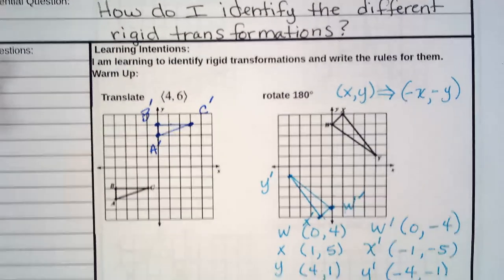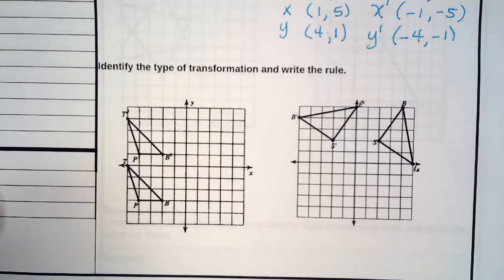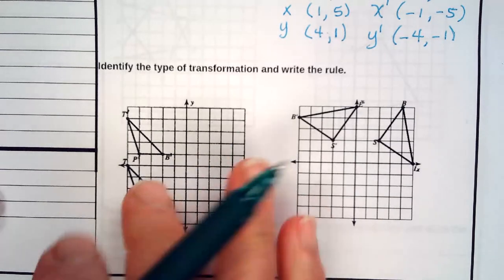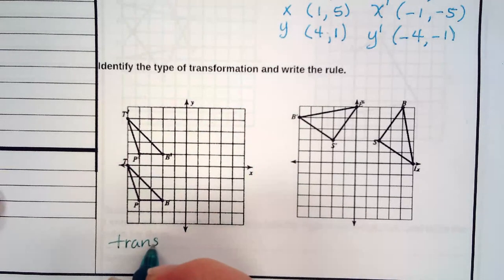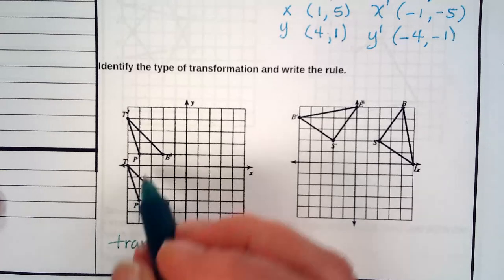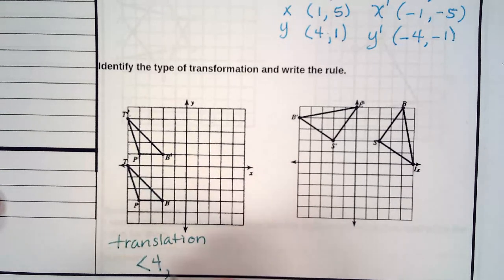So for the rest of the class period, except for the very last one, we're going to identify the type of transformation and then write the rule. So if you're looking at this, it's not rotated around, it is just simply moved up. This is a translation. Your translation vector goes up 1, 2, 3, 4. I'm moving up 4, but my X value does not change. So it is (0, 4).